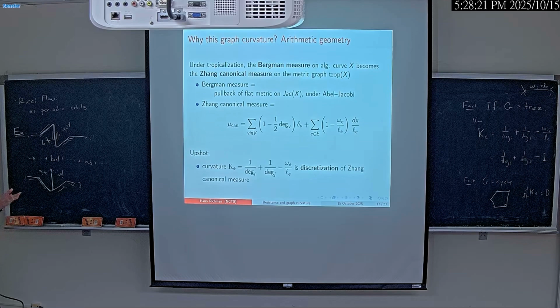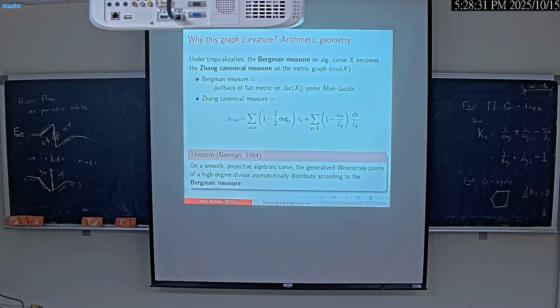I wanted to mention briefly that this is the take-home point about where this formula comes from. I made this claim that the Bergman measure is analogous to the Zhang canonical measure, and one way in which we see this analogy is when studying Weierstrass points. When studying higher degree Weierstrass points on a Riemann surface in the classical case, it turns out that when you take a divisor of high degree, the Weierstrass points will distribute according to this Bergman measure.